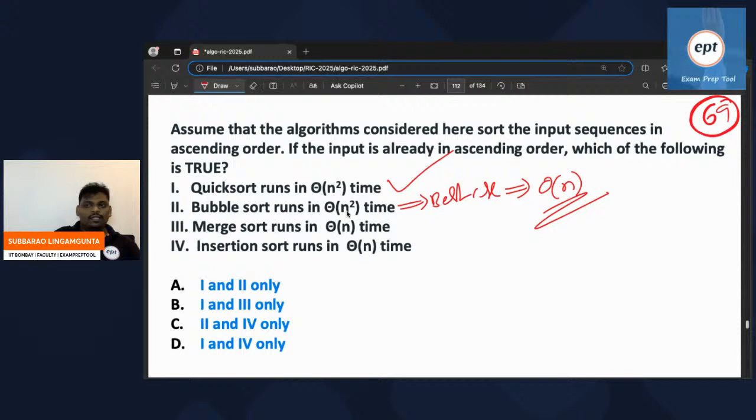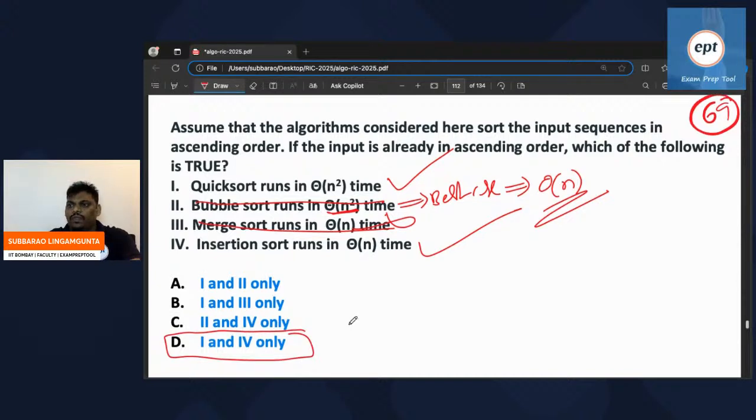So the option saying n square is wrong; n is the answer. Merge sort is always n log n, so it cannot be the answer. It is wrong. It is also wrong. Next one, insertion sort is order of n time. Yes, I think options 1 and 4. D is the answer for this. Everyone knows this.